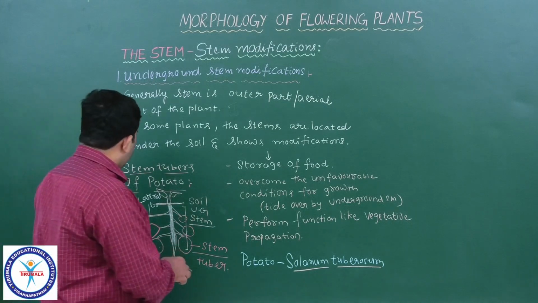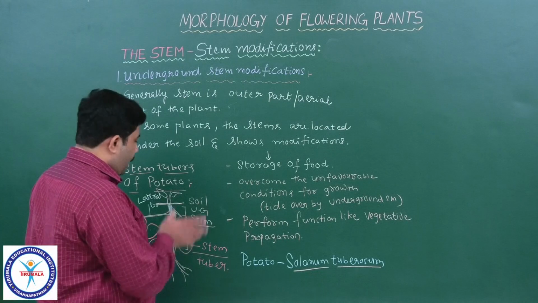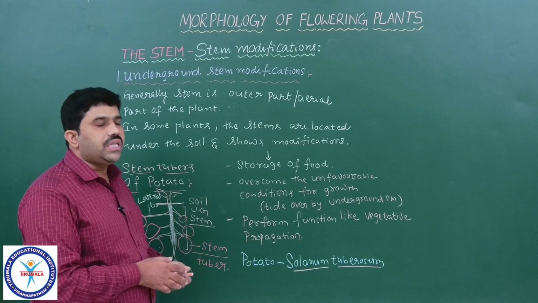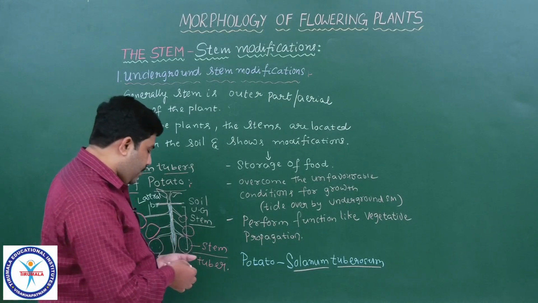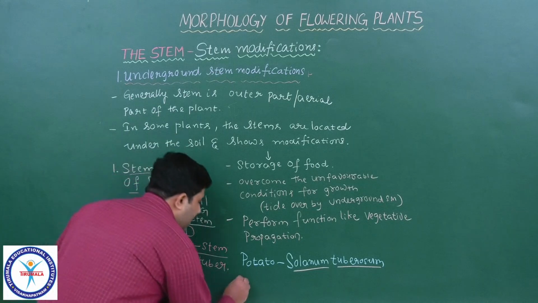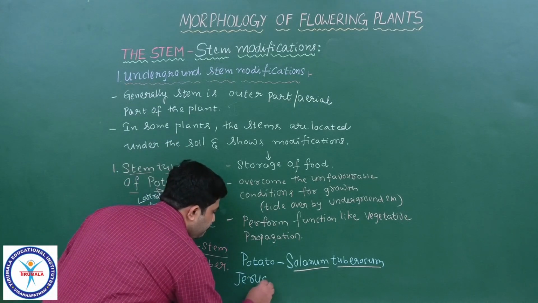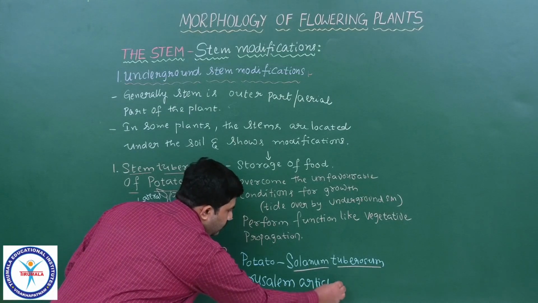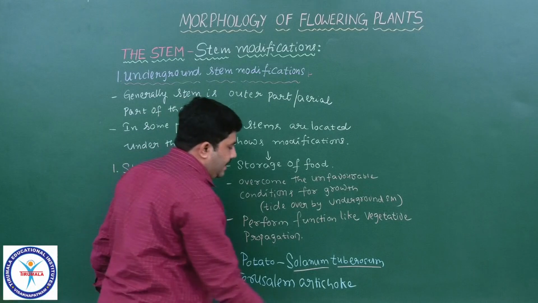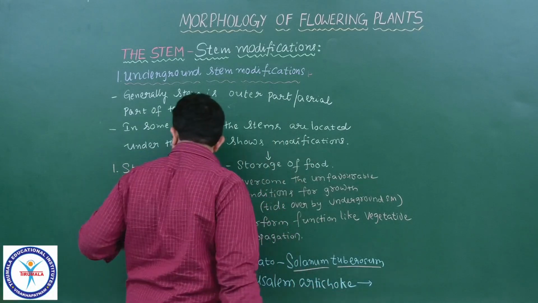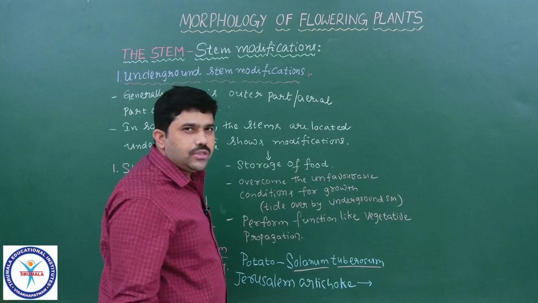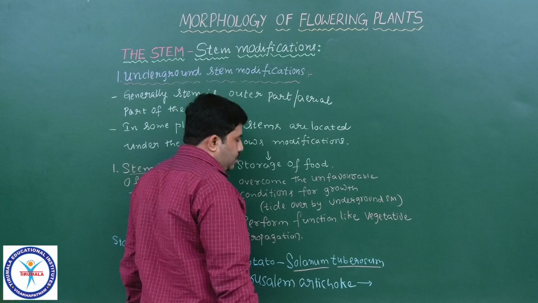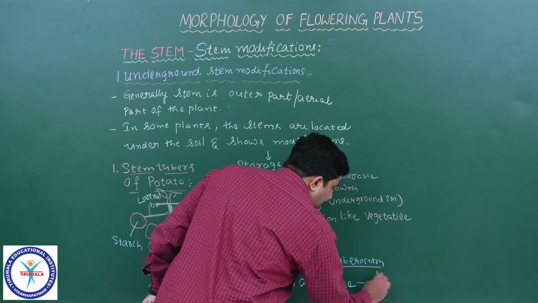And one more example you better write, to observe the stem tubers of potato and the stem tubers of Jerusalem artichoke. Jerusalem artichoke is the plant in which we see this type of tubers. In the same way as the tubers of potato, the plant Jerusalem artichoke also possesses these stem tubers. Its scientific name is Helianthus.